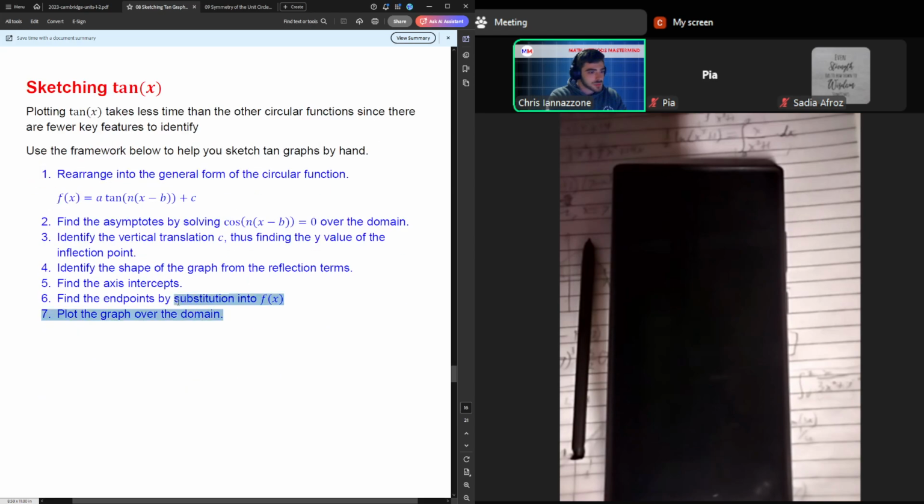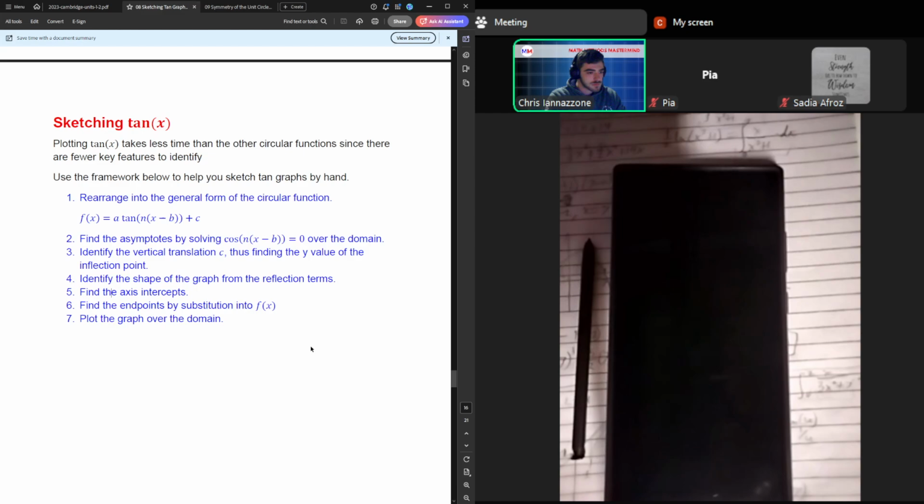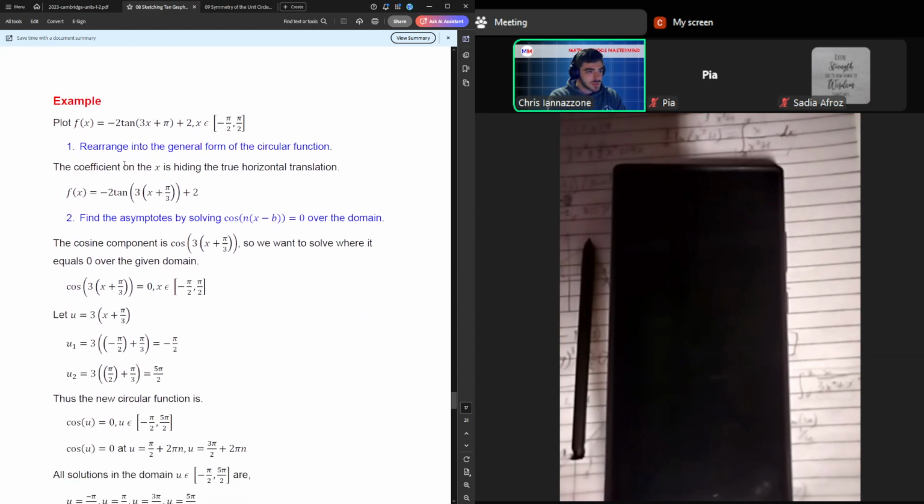Yeah, and so the overall procedure of sketching any tan can be basically boiled down into these seven steps. Get the function into a spot where you can see everything you need to see. Solve the cosine to get the asymptotes. Vertical translation will give you where that inflection point is. Figure out the shape. Is it bottom left, top right, or top left, bottom right? Axes, intercepts, endpoints, so on and so forth.